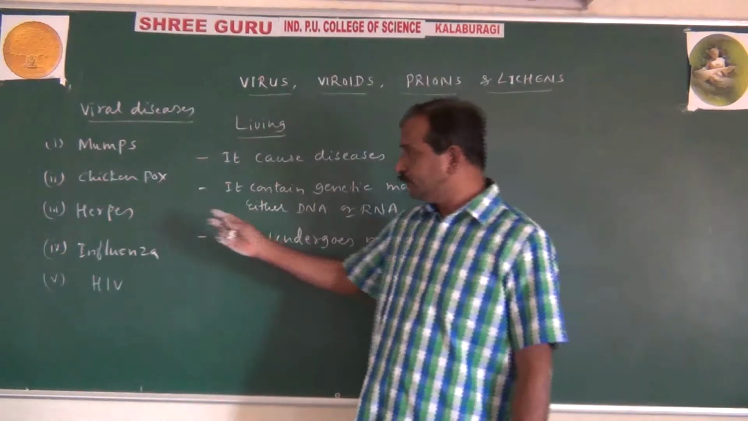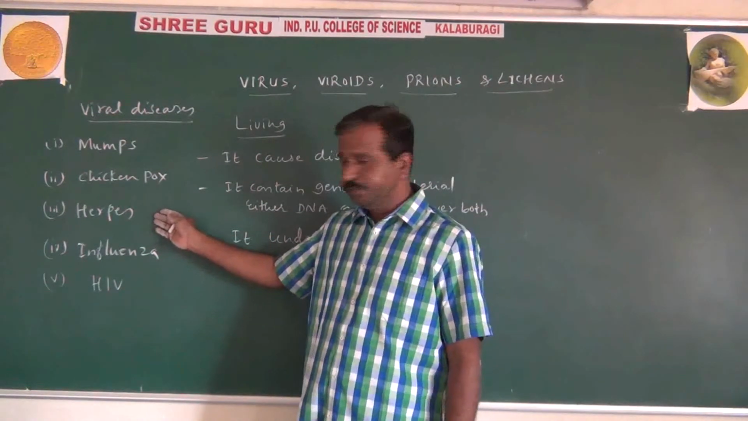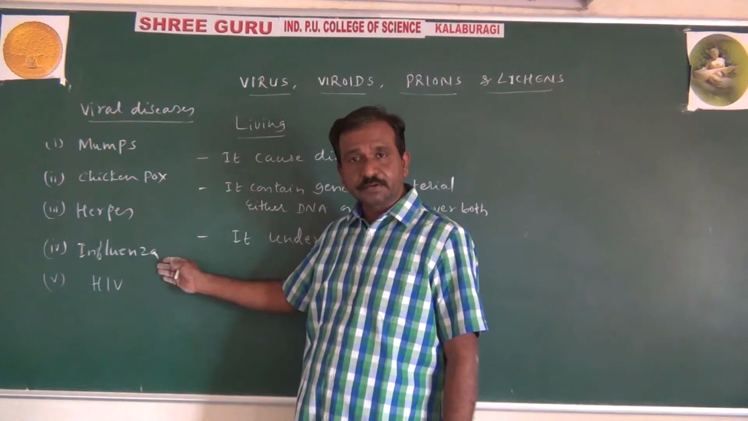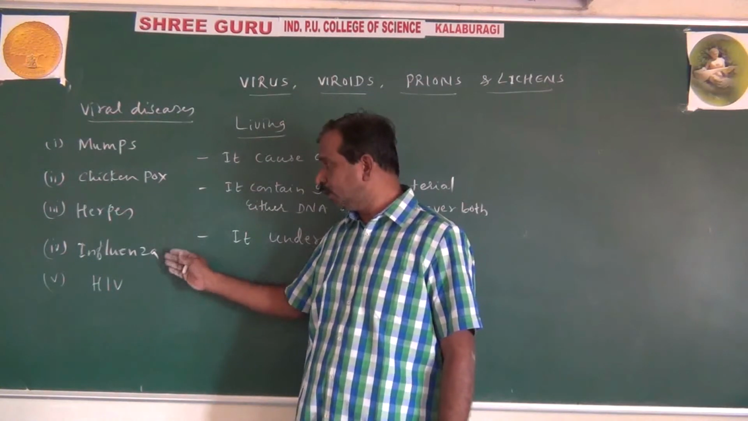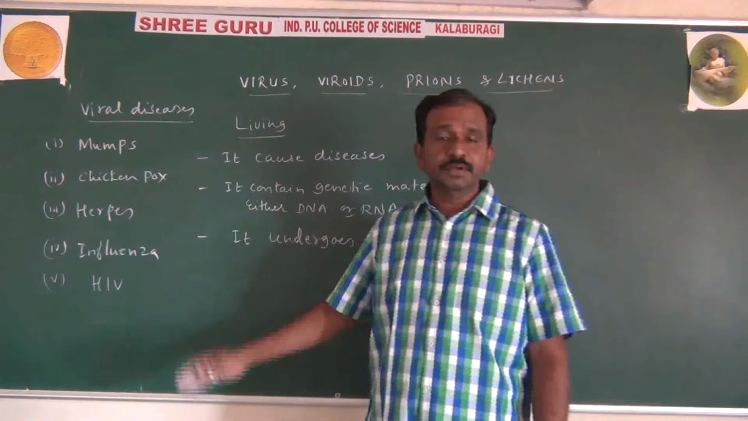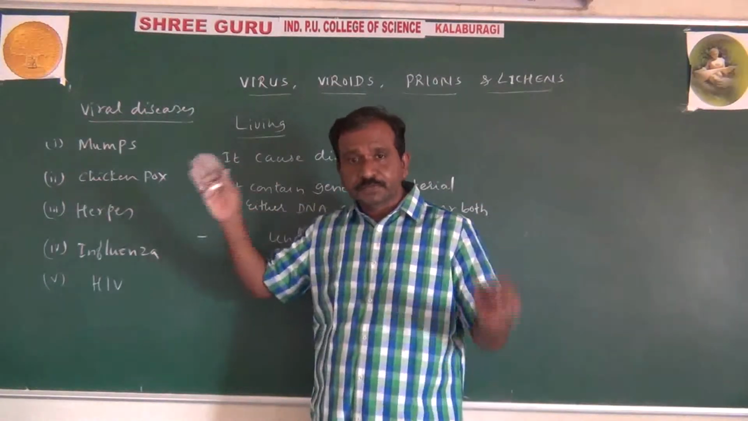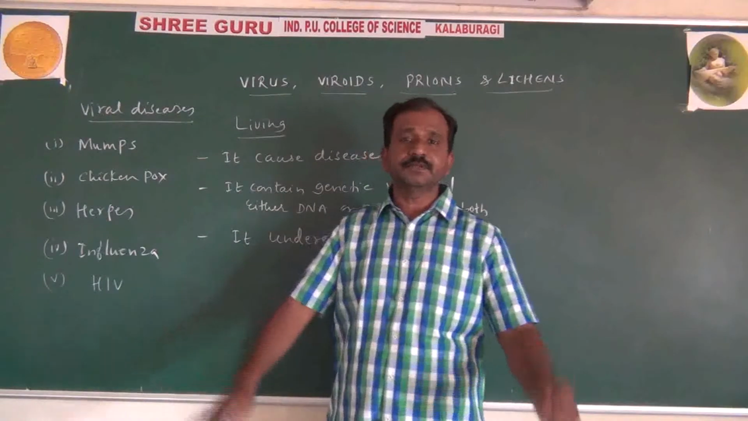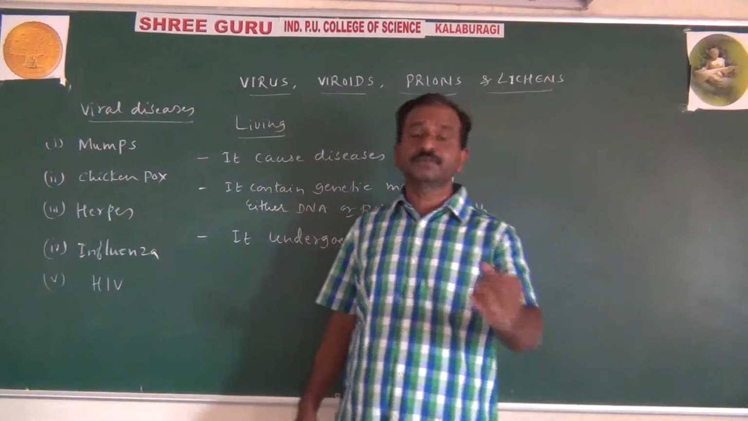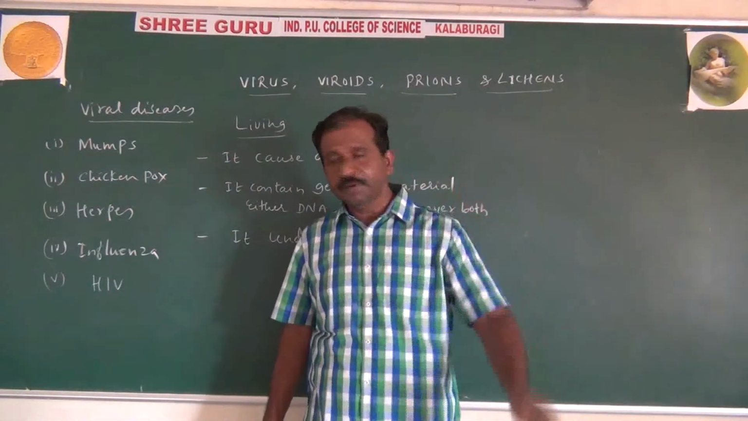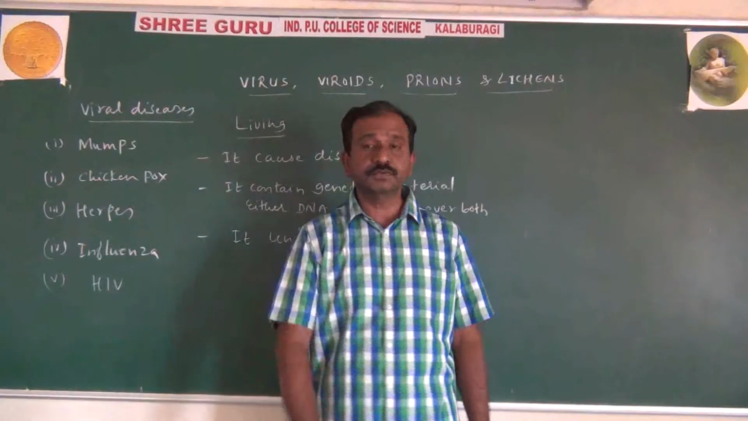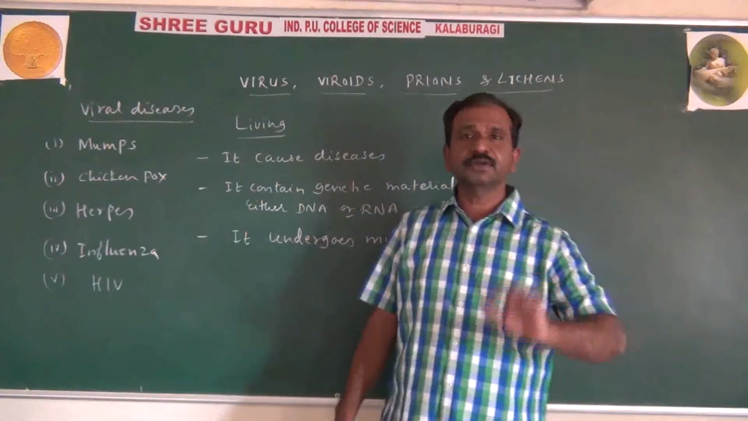So this is also a dreadful disease. Influenza, fever or the flu, and HIV, the human immunodeficiency virus. These are all viral diseases. They specifically occur in a person who has a weak immune system. When the immune system is weak, these diseases start. All those things we can observe, the diseases are normally occurring.